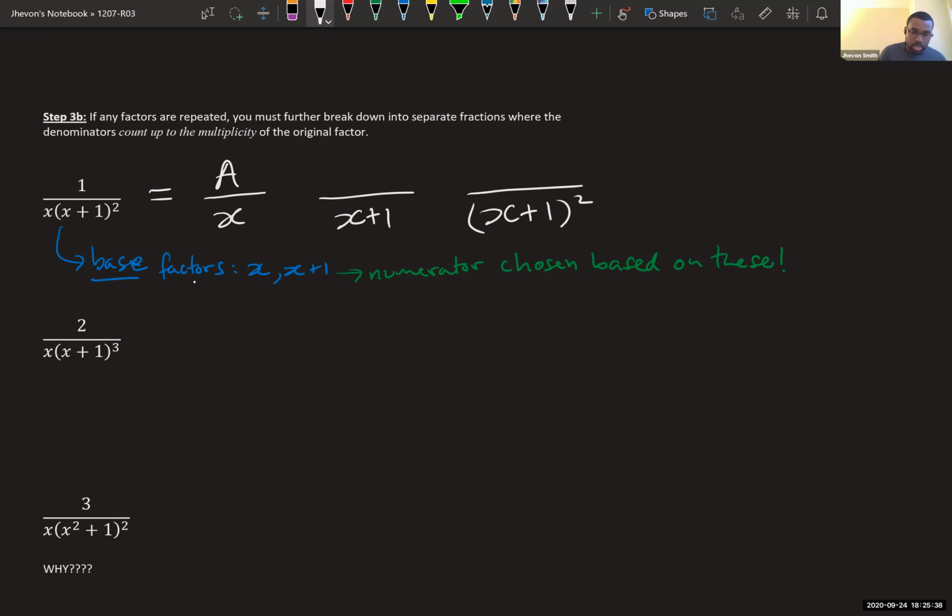So this is a 0 degree numerator. For the second one, it is a first degree polynomial. This is a 0 degree numerator. For the third one, the base factor is a linear. It's a first degree. So I still have a 0 degree up here. So in the last one, I do not put a cx plus d. It's only the c. Why? Because it's based on the factor, the guy that's inside the parentheses.